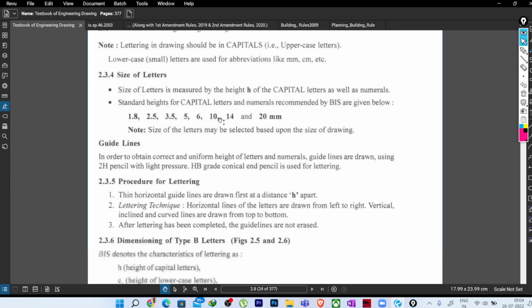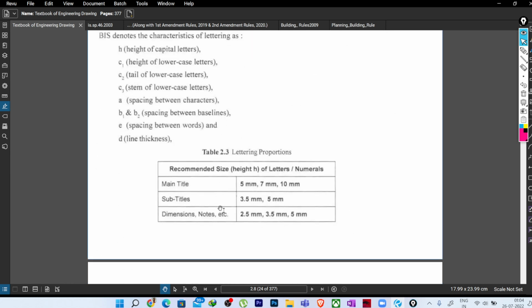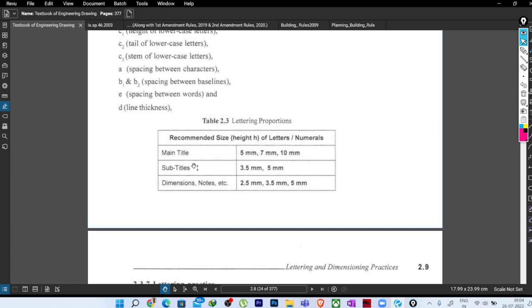Okay, so here in this table you can see for the main title of the drawing, you may use 5 mm, 7 mm, or 10 mm size for the text. Similarly for the subtitles, it is 3.5 mm or 5 mm. For dimensions and notes, so whenever you are writing the dimension for one particular object, it will be 2.5 mm, 3.5 mm, and 5 mm. So these are the standard values we will be using in our drawings.